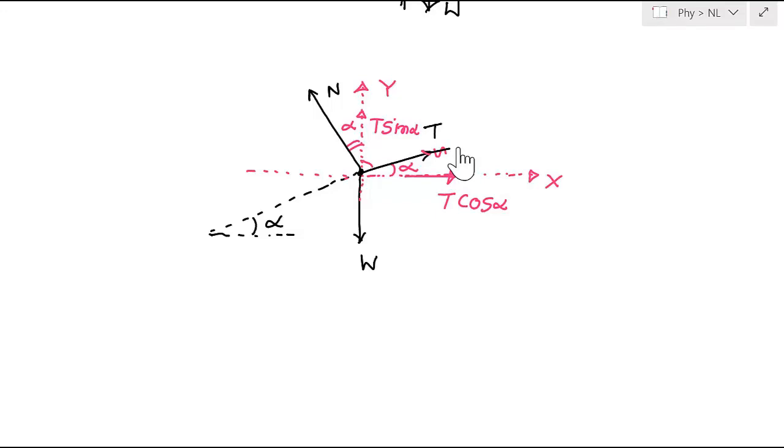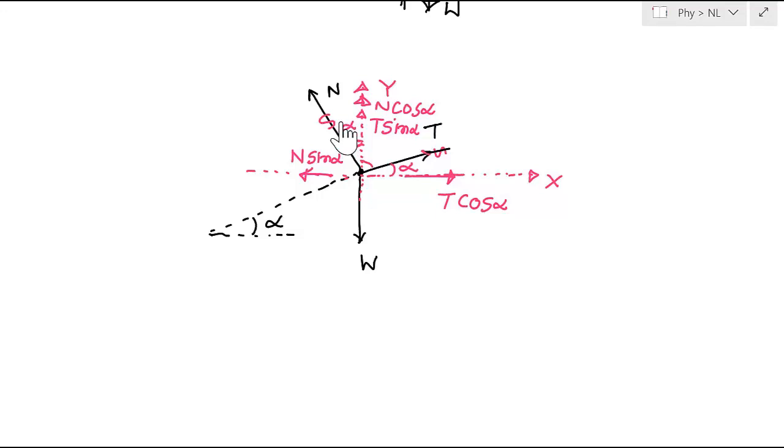Similarly, I have to take the component of N. So along this side I will have N cos alpha. This angle is alpha, so this will be simply N cos alpha, and along this direction I will have N sin alpha. So this is N sin alpha. And we can make a tick sign over here to understand that this has been taken into account.